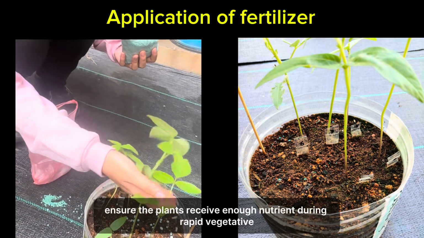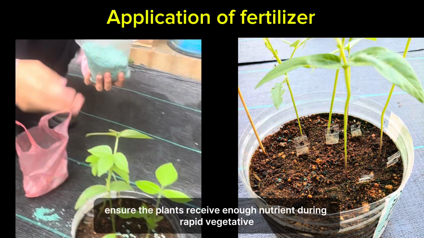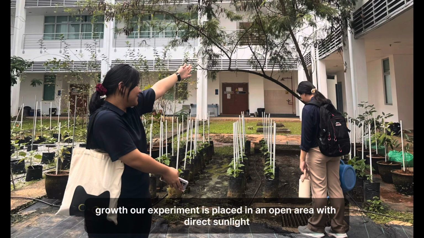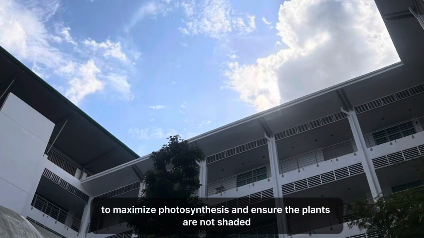This timing ensures the plant receives enough nutrients during rapid vegetative growth. Our experiment is placed in an open area with direct sunlight to maximize photosynthesis and ensure the plants are not shaded.